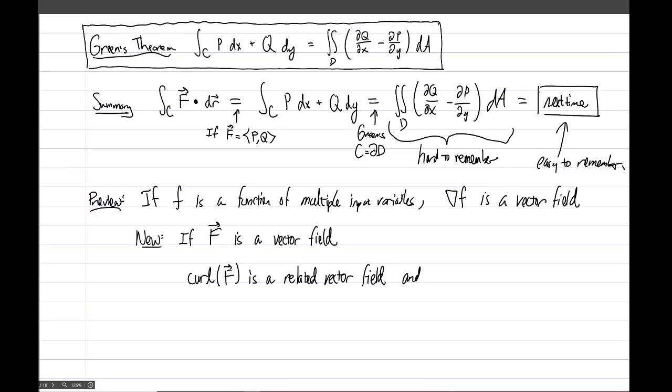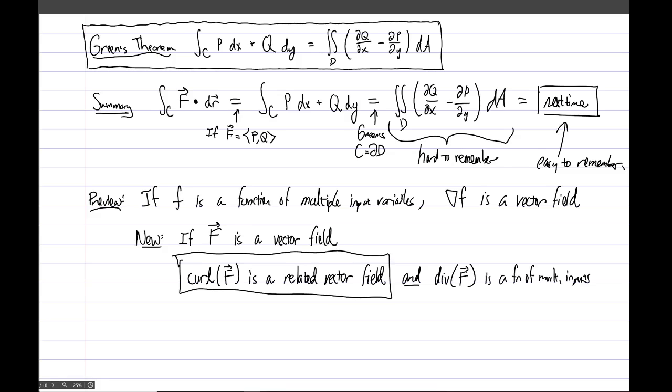We're also going to get a thing called the divergence of F, div of F, as it's usually noted. And this is going to be, just like the gradient was, a function of multiple inputs. So we're going to create this creature here. Out of a vector field, we're going to create this thing called curl of F. We're also going to create this thing called divergence of F.